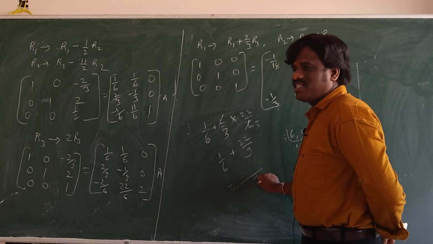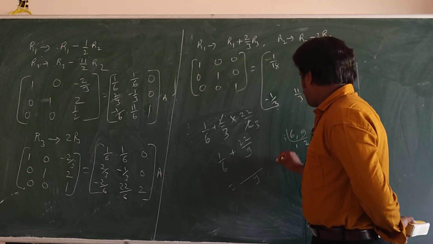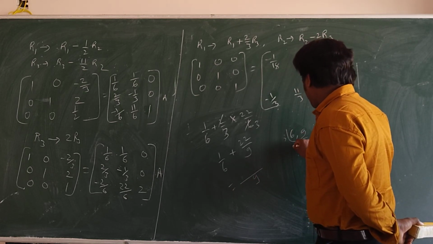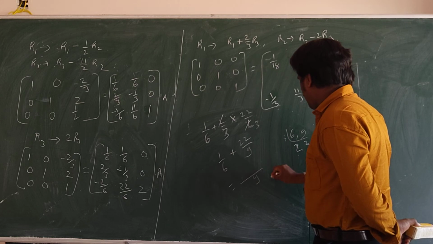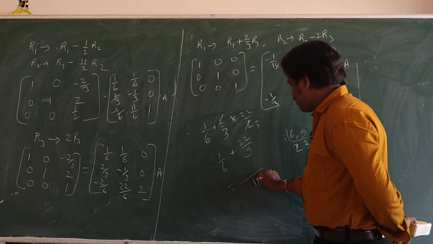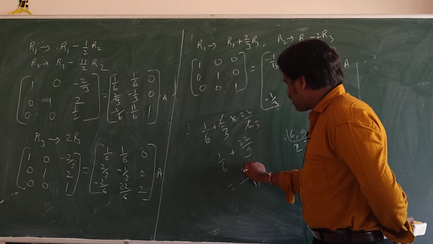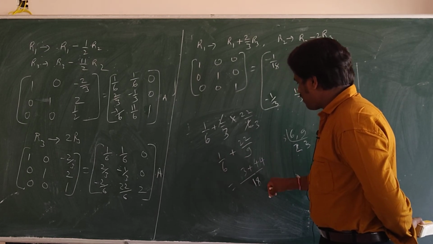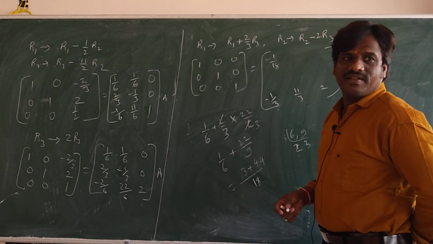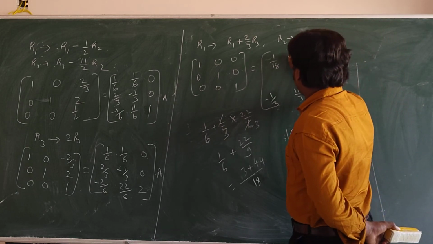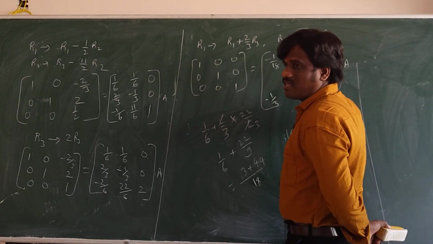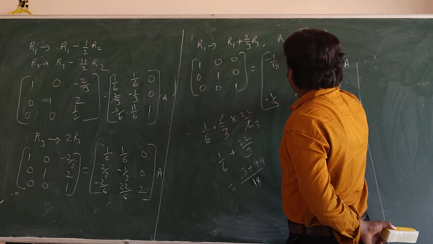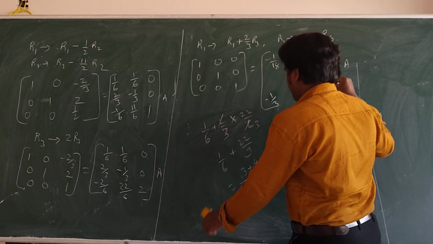9 LCM, right? 47 by 18. No. 3 twos are 6, 3 threes are 9, 18 is the LCM. Right? 3 plus 47... 47 by 18. 47 by 18. You said the same thing? Yes. But I did not simplify it. Okay. 47 by 18. Okay?